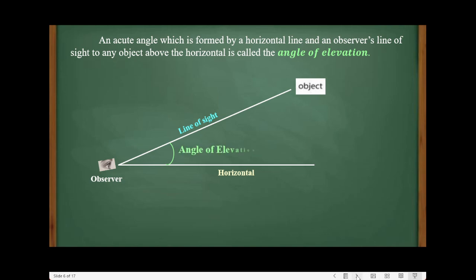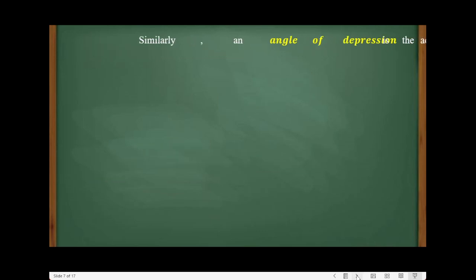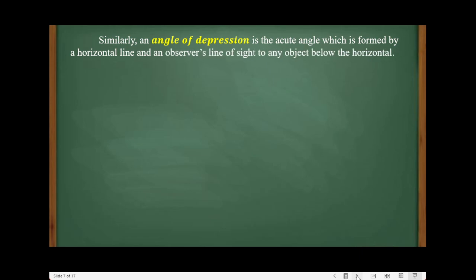Next. Okay, so that is your angle of elevation. Then, let us consider another angle, and this time it's the angle of depression. Now, it is defined as an acute angle which is formed by a horizontal line and an observer's line of sight to any object below the horizontal.